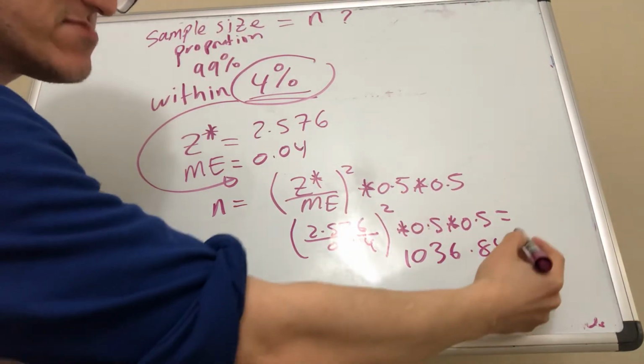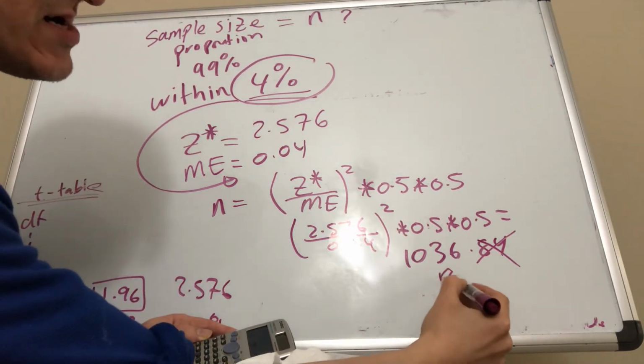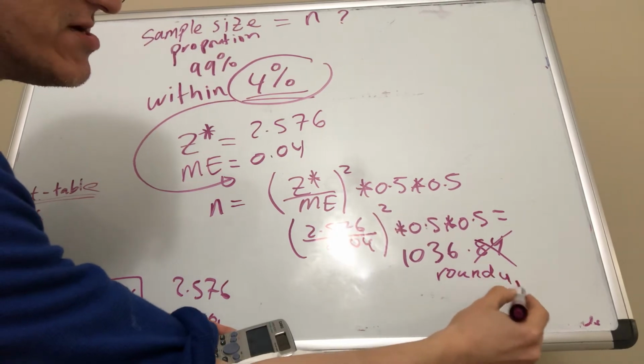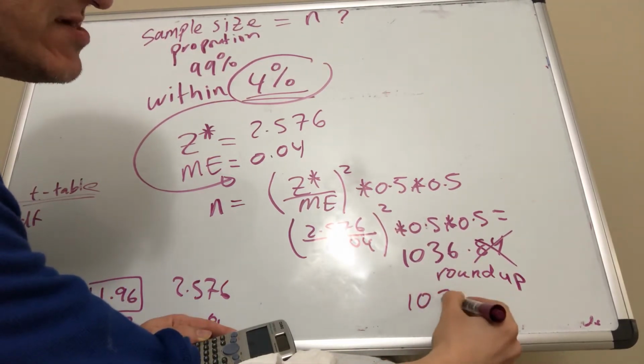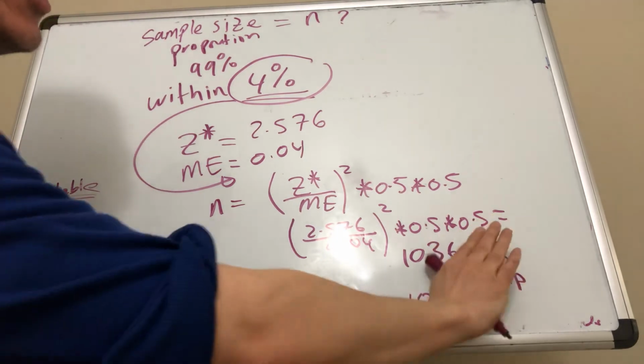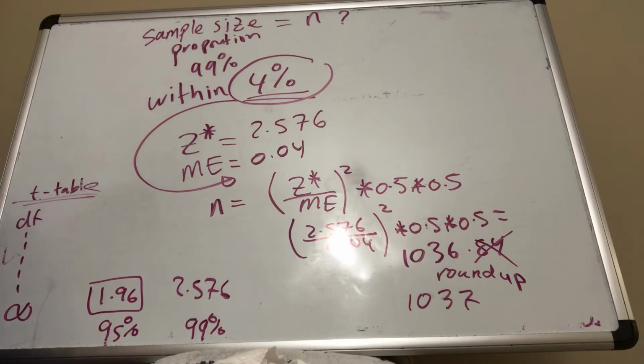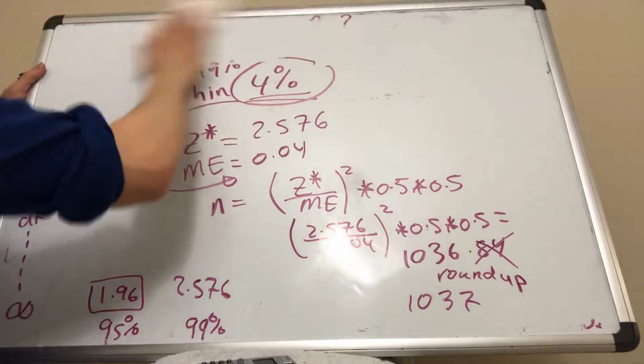1036.84. It doesn't matter what you see after the decimal, even if it's 0.1, you always round up. So sample size would be 1037. So even if it's 0.1, you ignore and you add 1. So you always round up. So that's the first question in the tutorial. Question 2. Okay, question 2. So let me just erase some of this.